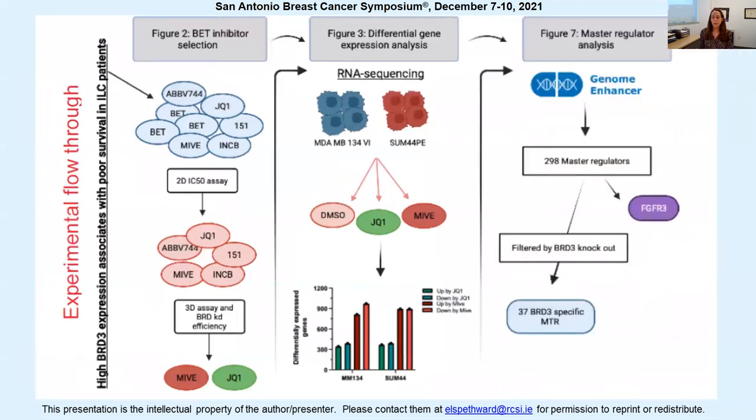Next, they used the Genome Enhancer pipeline to find master regulators from the differentially expressed gene lists. They identified 298 master regulators using sequencing data, and one of the highest ranking MRs was FGFR3, which was compelling based on their previous work highlighting significance of this pathway.